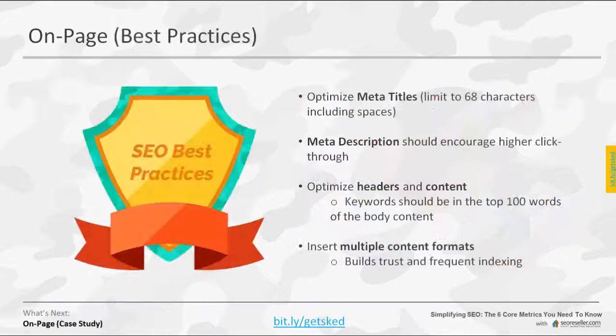So how do we optimize for on-page? There are really a lot of ways to optimize for on-page, and I'll briefly mention some of them, but I'll get into the bullets first. So first of all, optimize your meta titles, right? Optimize your meta titles. This is very, very easy to do.